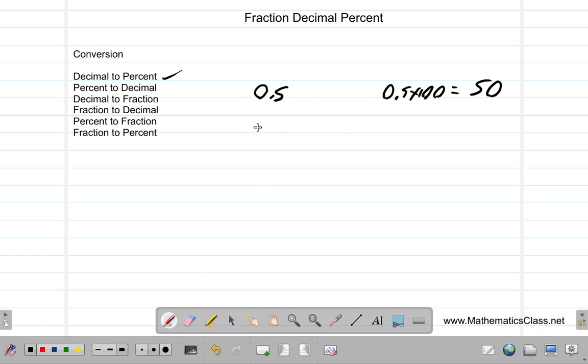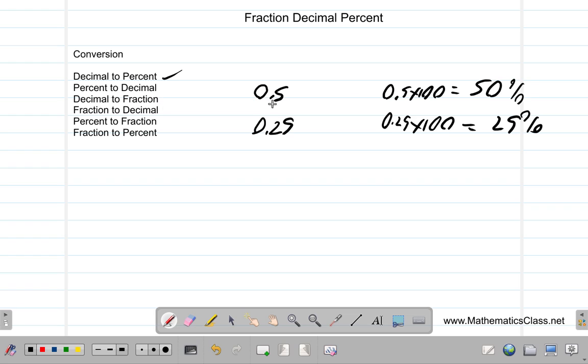If you have 0.25 as a percentage, that is 0.25 times 100, and that gives you 25%. I put the percent sign up there. Alright? So, when you have a decimal and you want it as a percent, you must multiply by 100. Alright?